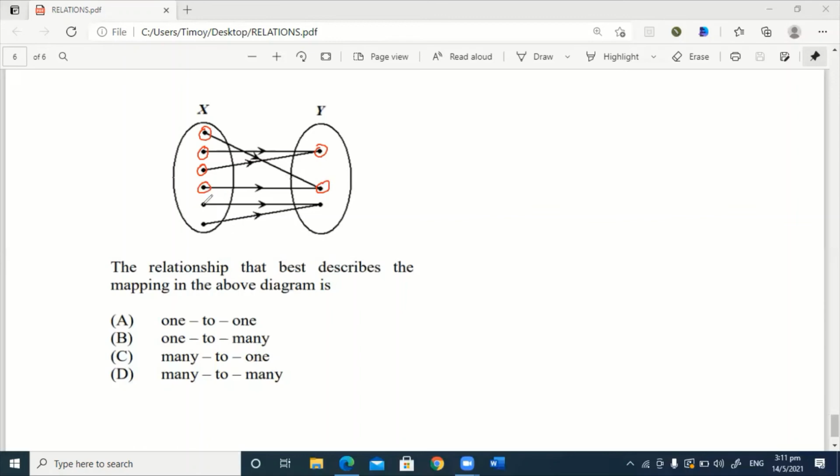And also we have this point going on to this one. And also we have a different point going on to the same point. So you can see many to one right there. So we are going to look for that option, many to one. One to one, that's out. One to many, that's out. Many to one, that's the answer. And many to many is also out. All right.